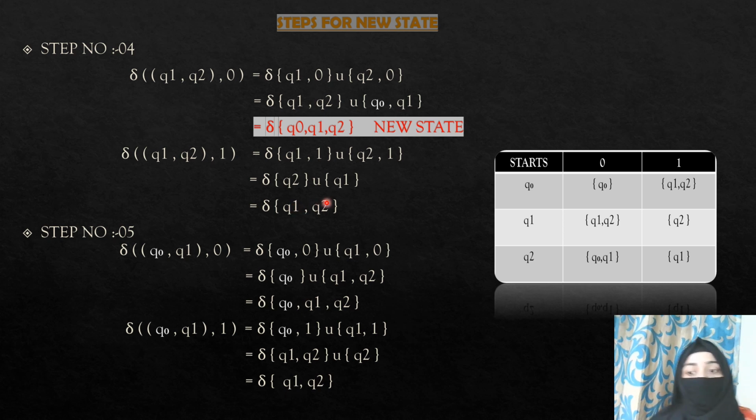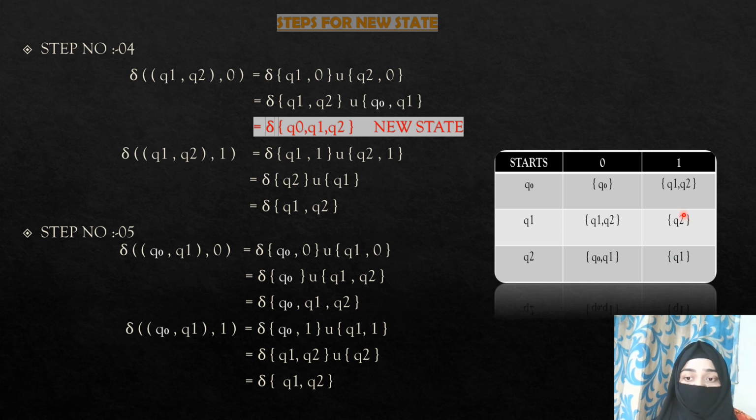Simple thing. Moving on, we have step 5. Previously we got two different states. What are those? I've shown you in this transition table: Q1 and Q2, and Q0 and Q1. We have to solve with Q0 and Q1 in step 5. So Q0 with respect to 0, we got Q0, union Q1 with respect to 0, we got Q1 and Q2. You can see the transition table and get to know how to write it.